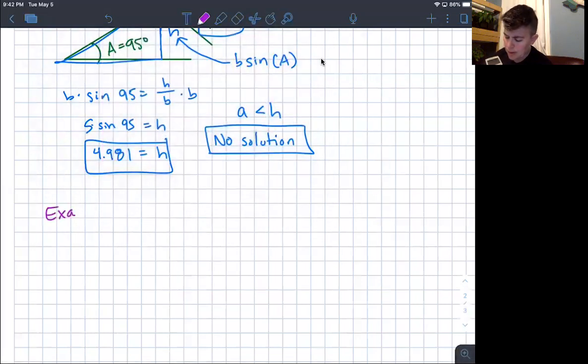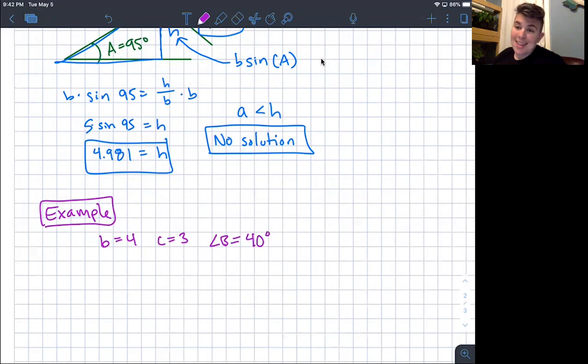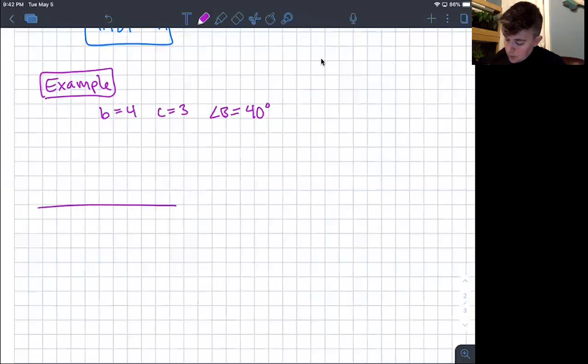I'll try to be more organized in this one. I'm going to give you some different letters so that you can practice with some different letters. So let's say b is equal to 4, c is equal to 3, and angle B is equal to 40 degrees. So remember, little letters represent sides, capital letters represent angles. So let's sketch out our triangle here.